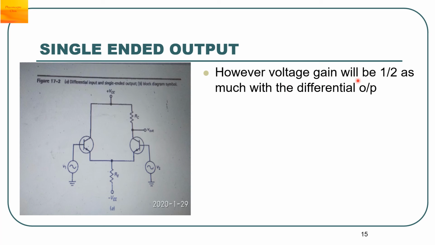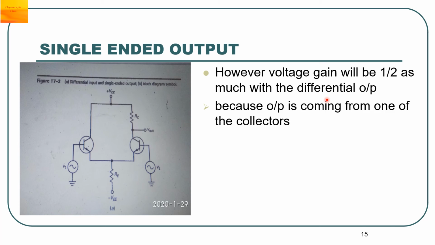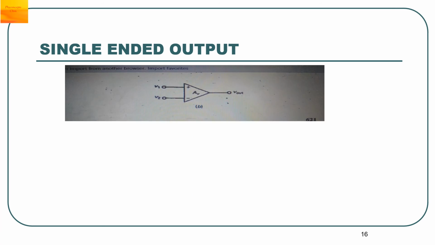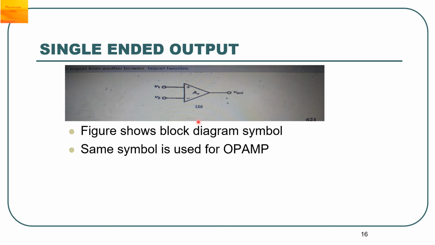However, the voltage gain will be half as much that you get with the differential output, because the output is coming from only one of the collectors. This is the block diagram symbol, just like an op-amp. The plus sign is non-inverting input and the negative sign indicates the inverting input.